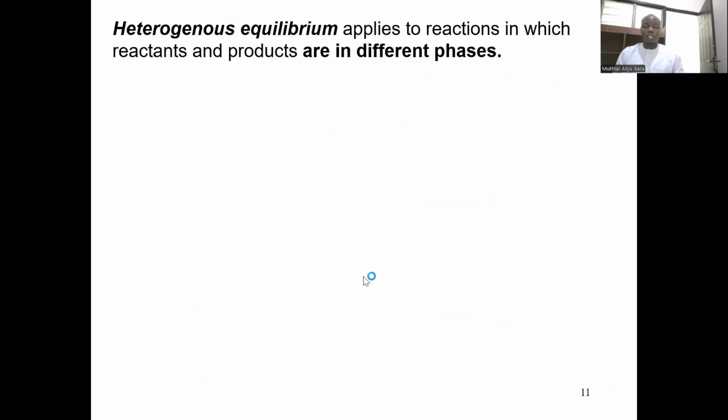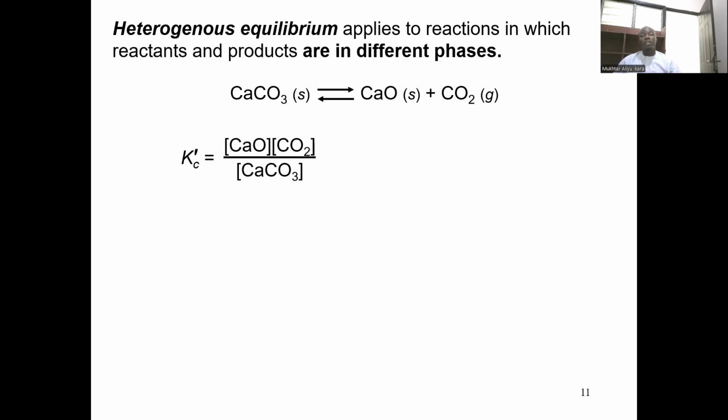So now the next thing is heterogeneous equilibrium. Heterogeneous equilibrium applies to a reaction in which the reactant and the product are in different phases. For example, calcium carbonate is decomposed to produce calcium oxide plus carbon dioxide. To express the equilibrium constant, we take the products, calcium oxide plus carbon dioxide, and of course they all have a coefficient of 1, so there is no power.